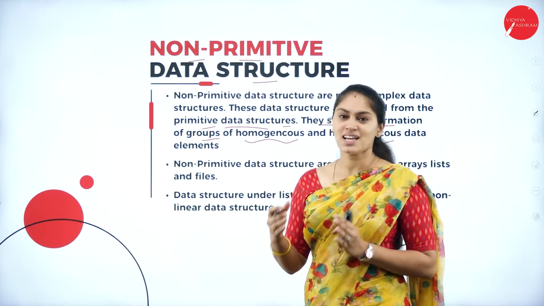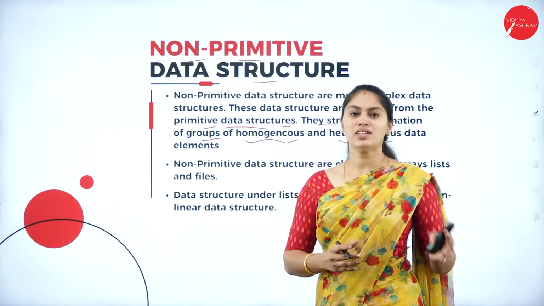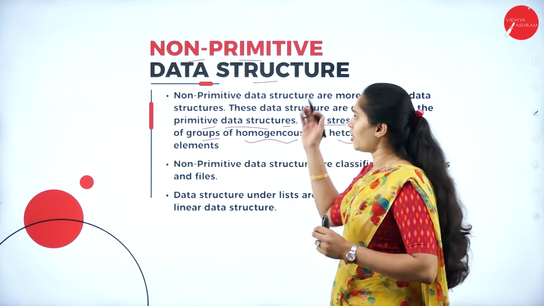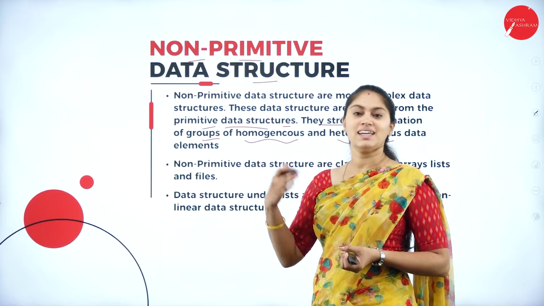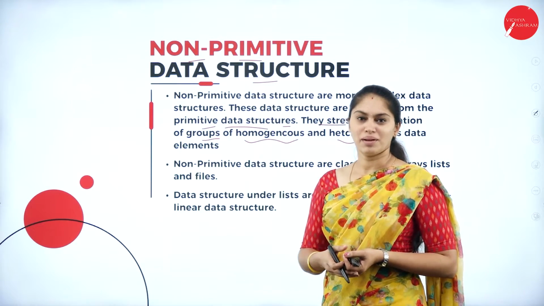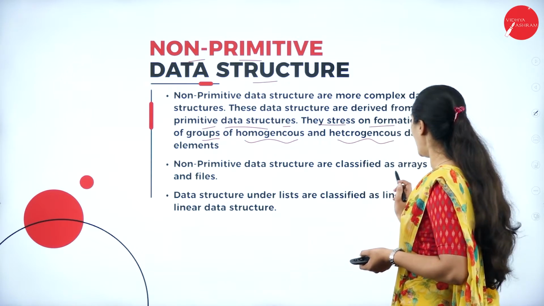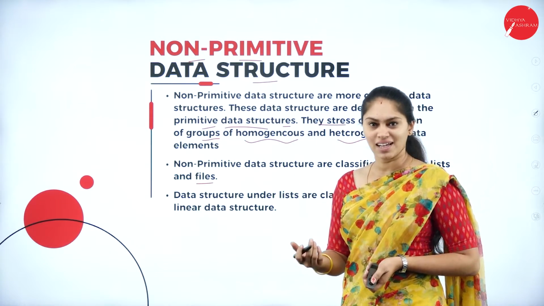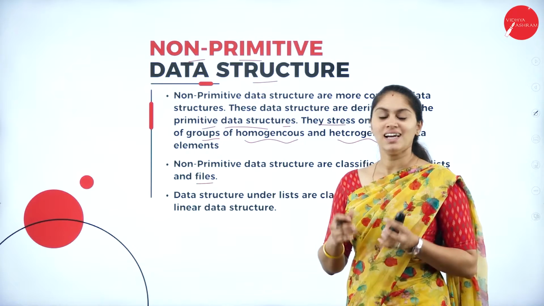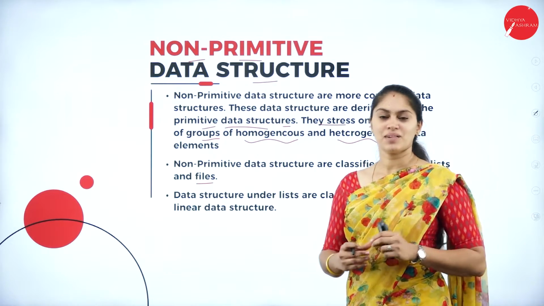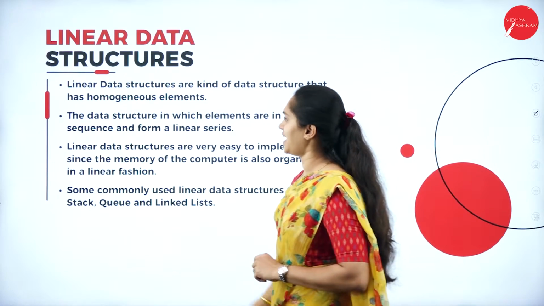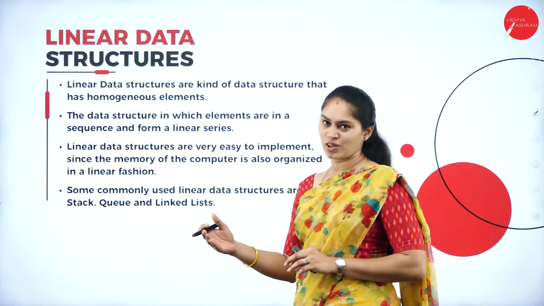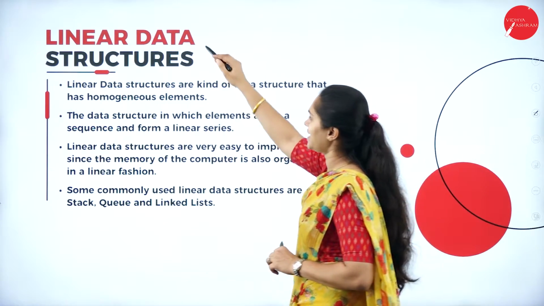When it is homogeneous, the same kind of data elements will be there. When it comes to heterogeneous, different kinds of data elements will be there in the non-primitive data structures. And we know that the non-primitive data structures are classified into arrays, lists as well as files. Under the data structure of list, again we have linear and non-linear. So now we'll see about the linear data structure as well as the non-linear data structure. As we all know, in the non-primitive data structure we have linear as well as non-linear, isn't it? So now we'll see about this linear data structure.